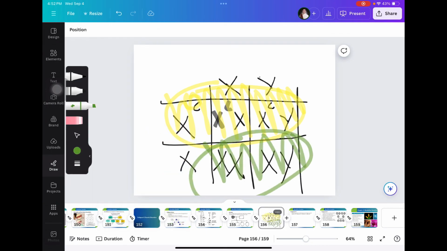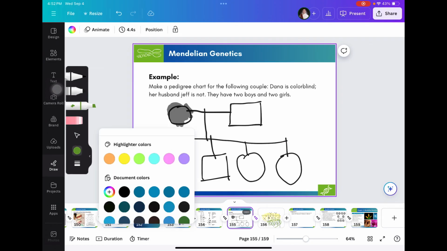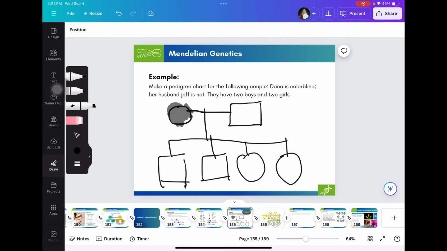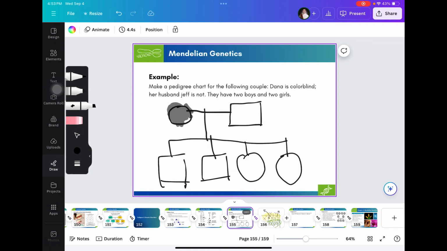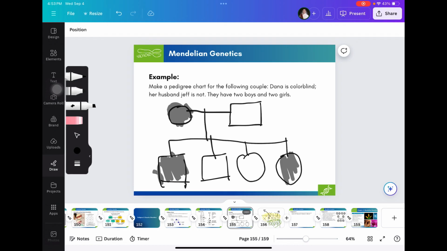No? So going back to our pedigree charts, in order for us to represent our result, 1 boy will have color blindness and 1 girl. So kulayan na natin dito, 1 boy and 1 girl. So that's actually how you make pedigree charts, right?